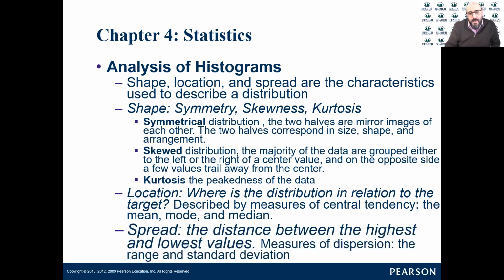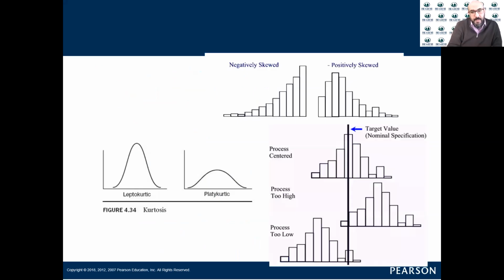And the spread is also another way to describe the data. See how the distance between the highest and the lowest value, that would be the dispersion, the range, and the standard deviation. We could use that. So the location would be measured by the mean, the mode, or the median. The spread would use the range or the standard deviation, which is basically the distance between the highest and the lowest values.